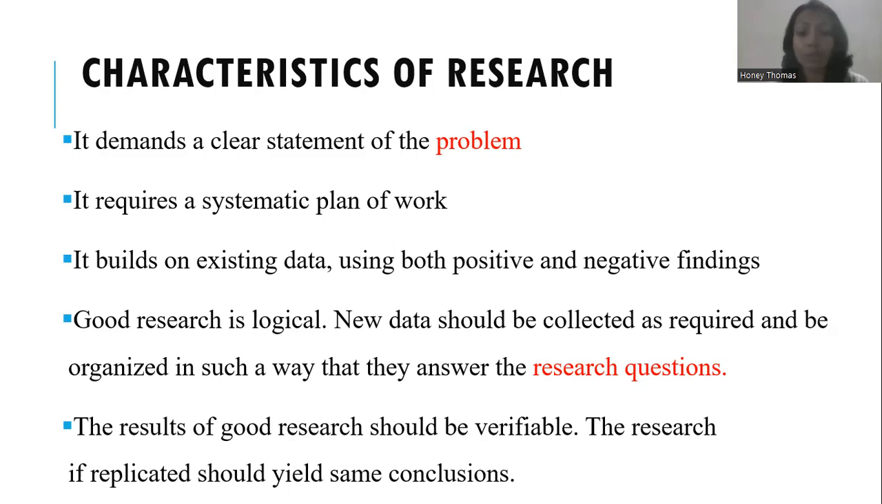The results of good research should be verifiable. The research, if replicated, should yield the same conclusion. That means if I am doing research on a particular group of people and getting a conclusion or answer to the research question, and one among you does the same thing in the same way, you should also get the same answer. Our conclusions should not be different from each other. That shows the replicability of the answer to this research question, and shows that neither you nor I have done any fabricated data.